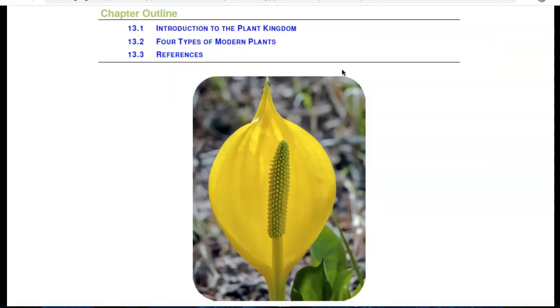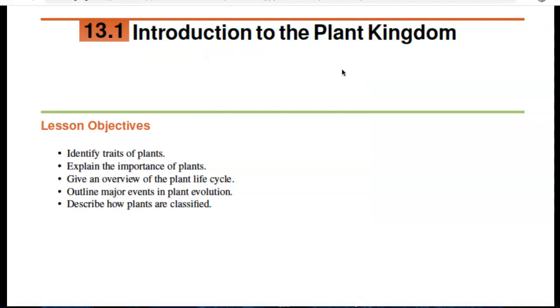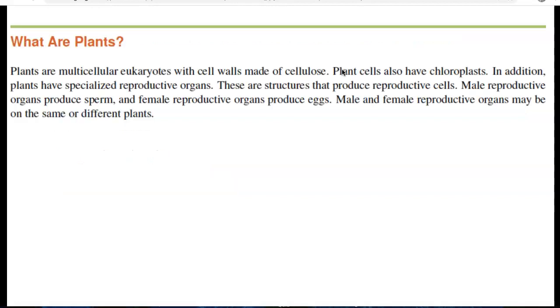In this chapter, we're going to give you an introduction to the plant kingdom and the 4 types of modern plants. And here we're going to identify the traits of plants, explain the importance of plants, and give you an overview of the plant cycle. Very important is going to be the major events in plant evolution. Plants started out in the ocean, but eventually they made it on land. And we'll take a look at that.